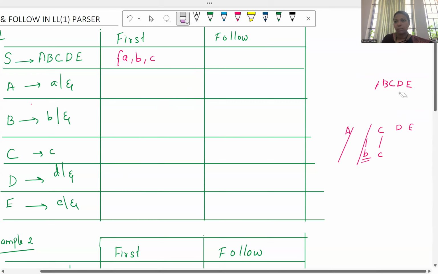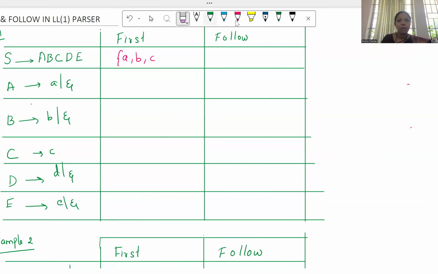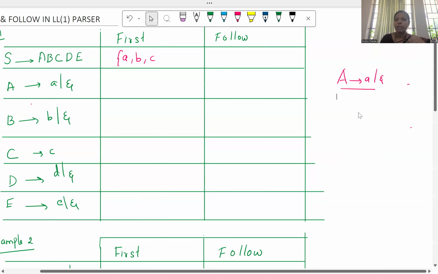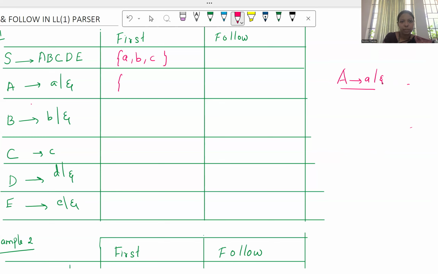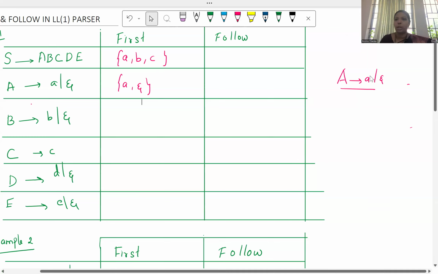So let us take the next example so that you will understand it a little more clearly. We are done with First of S. The next is First of A. When I write this production, A derives a or epsilon, whenever I generate any string, it can be small a or epsilon. If it is a terminal, then there is no problem; directly you can write it. Only if it is a non-terminal do you have to derive it. There is nothing to derive from small a and epsilon.